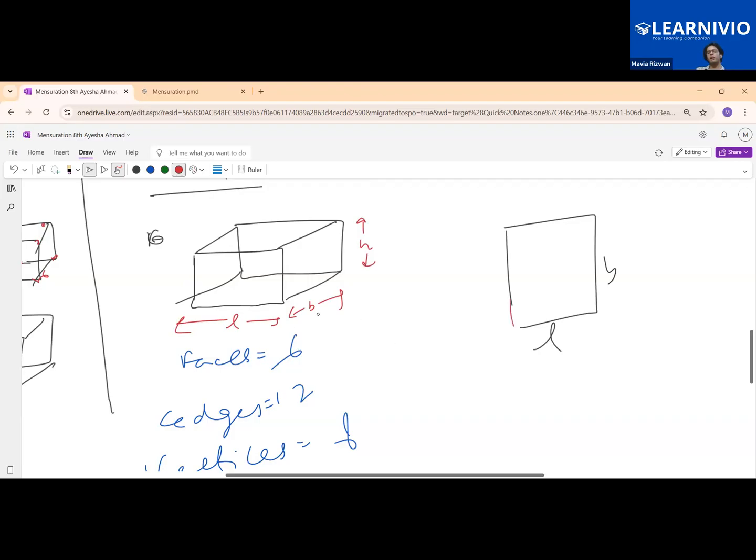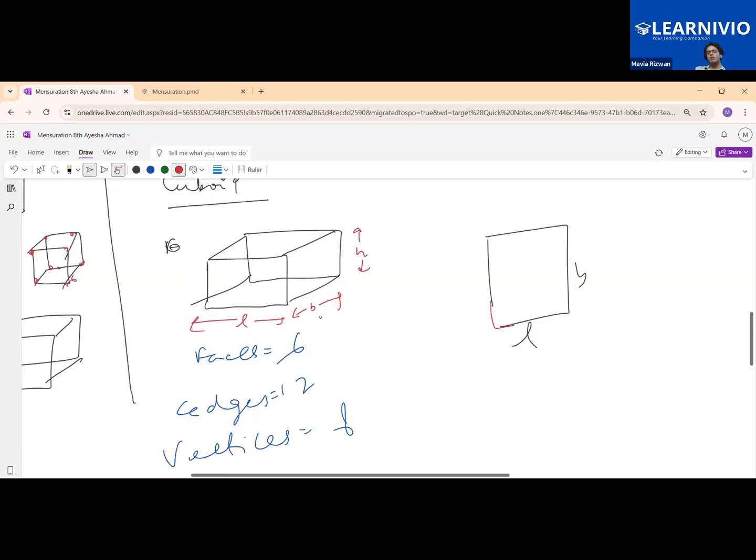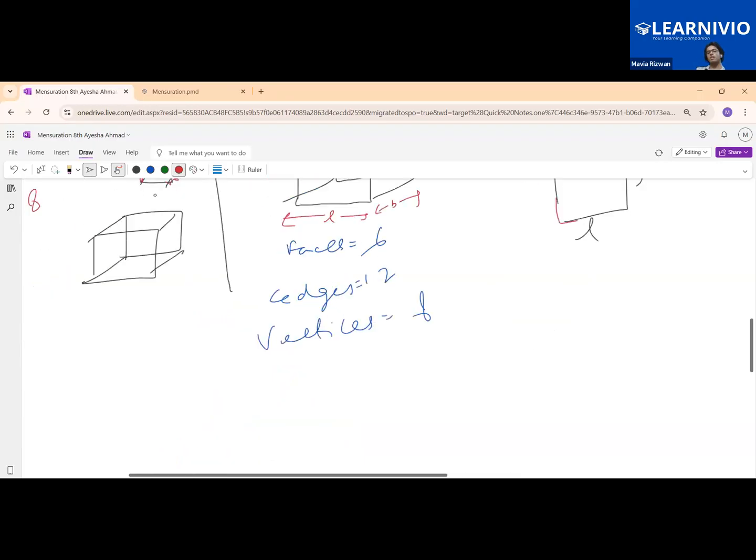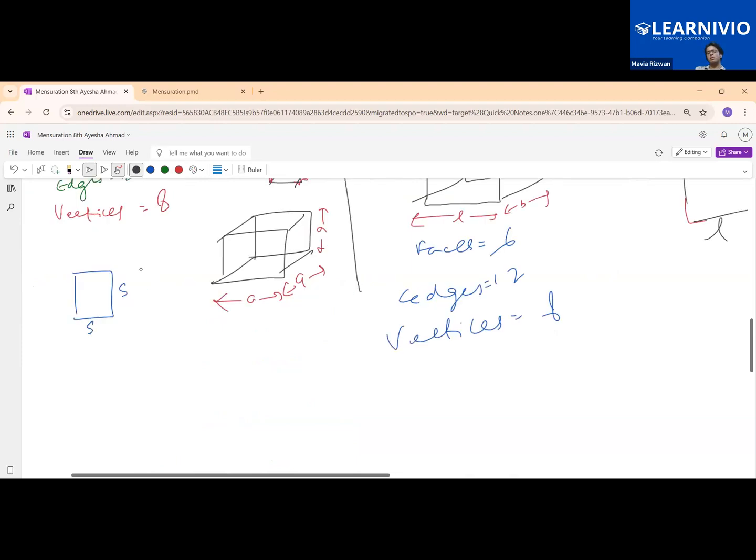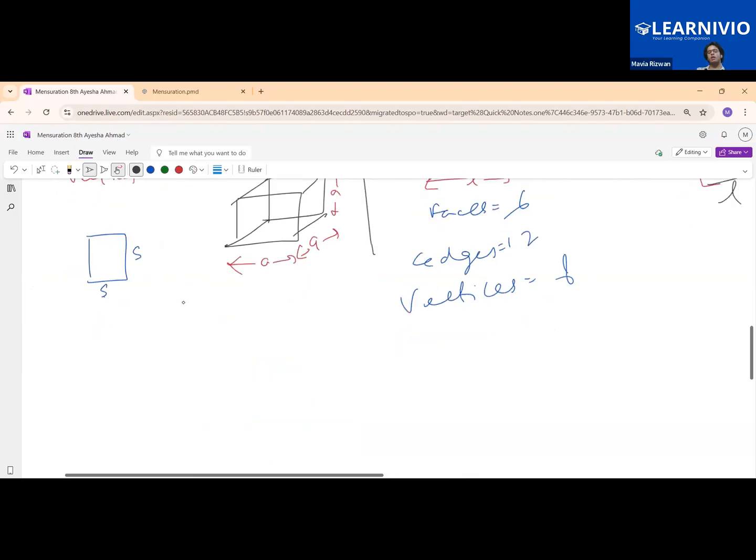Now here, all three are the same, so we call it S, or we call it A, where A is the side. A, A, A. Got it? Here, all 3 dimensions are equal.